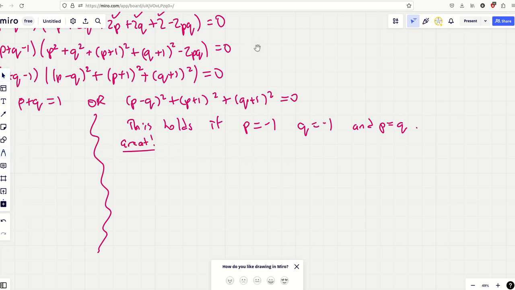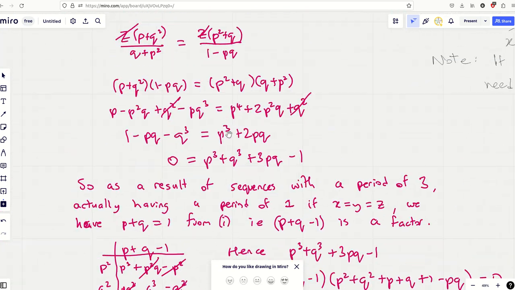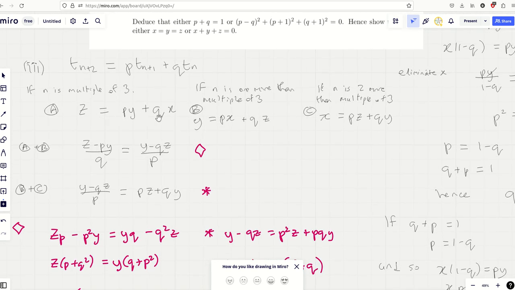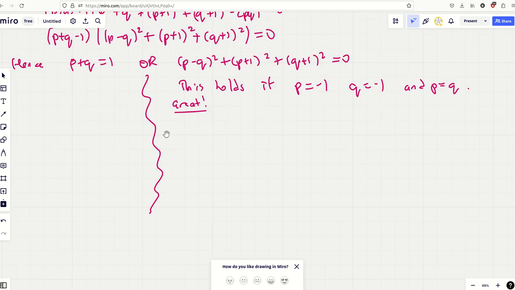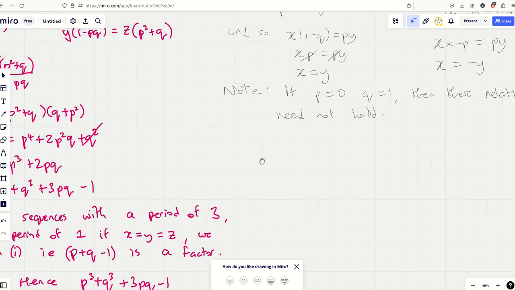It holds. Okay, so how am I going to work out the conditions on x, y, and z? I'm just going to use the original equation, z equals py plus qx. Plug it in, and you're going to get z equals minus y minus x, so z plus y plus x equals 0. See, I told you that would correspond to that one.